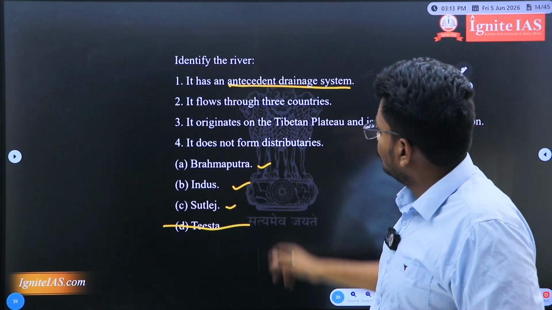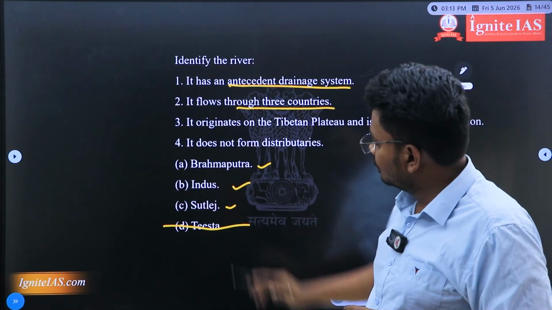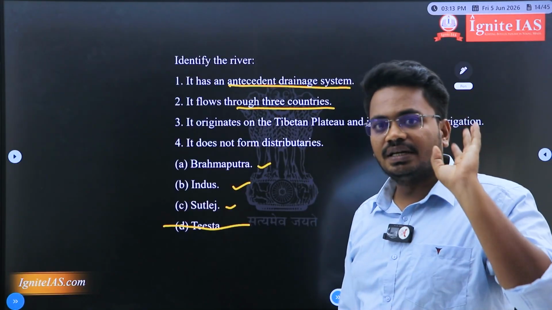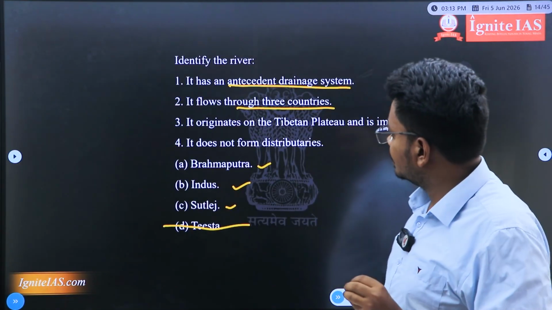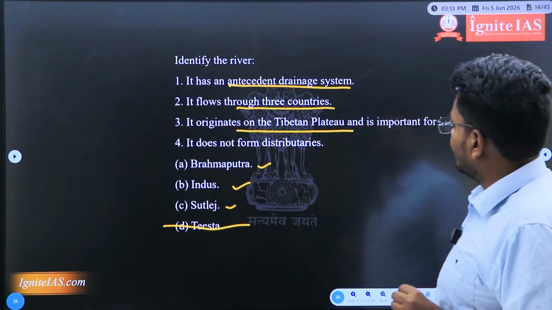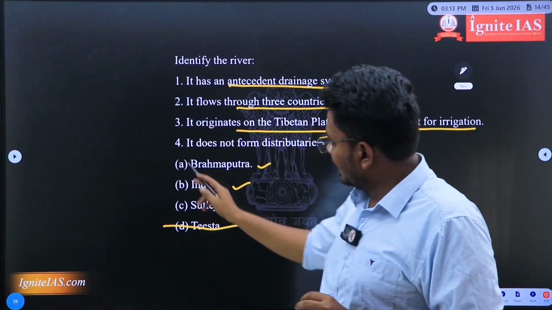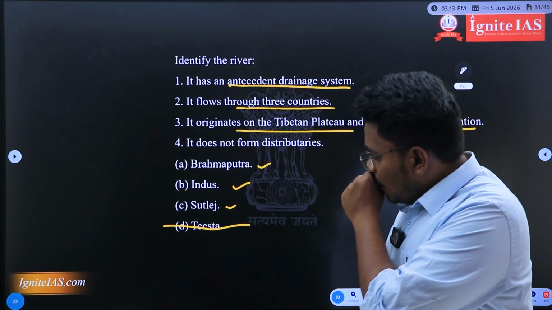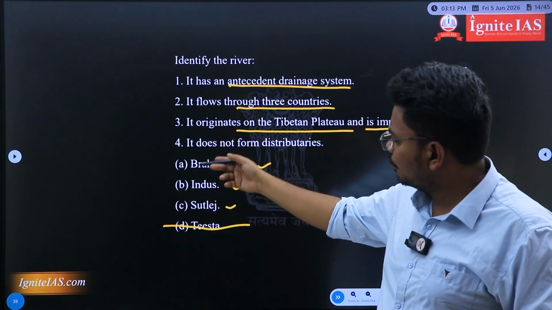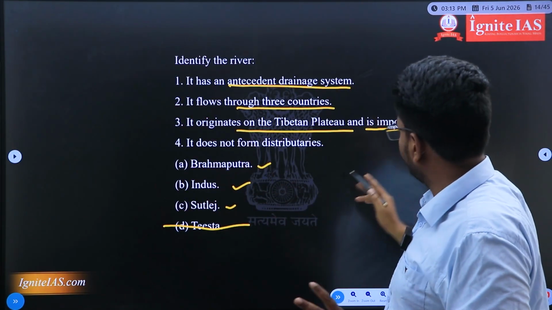Now, it flows through three countries. Obviously Brahmaputra, Indus and Satluj all flow through three countries. It originates on the Tibetan plateau and is important for irrigation. Again, these three rivers form in the Tibetan plateau, and they are important for irrigation.